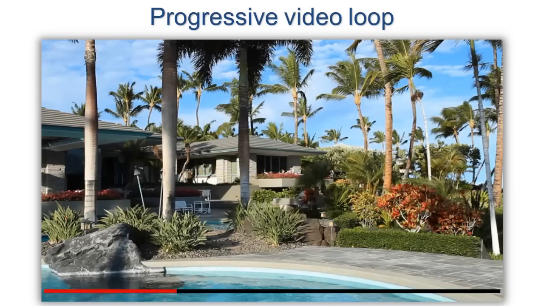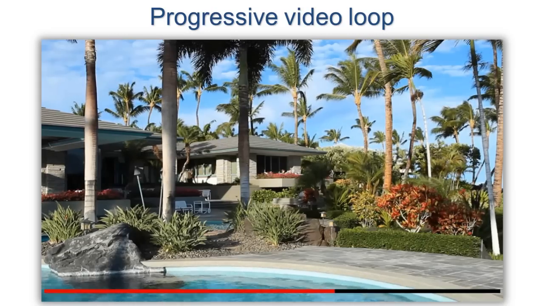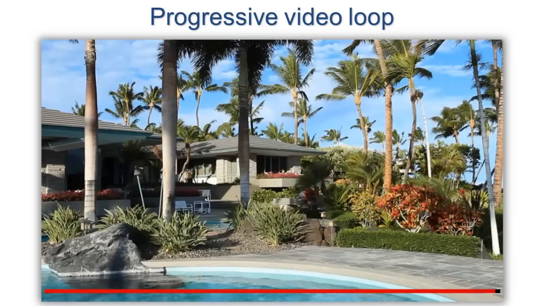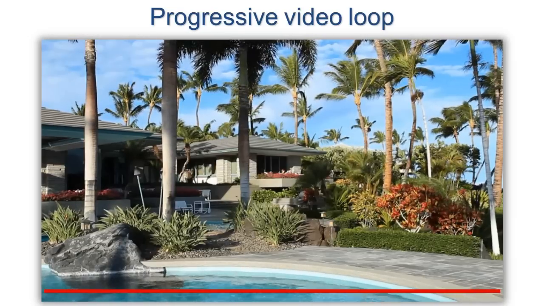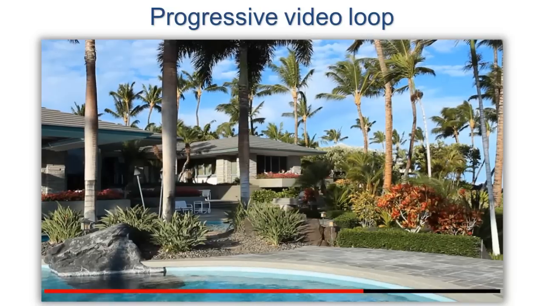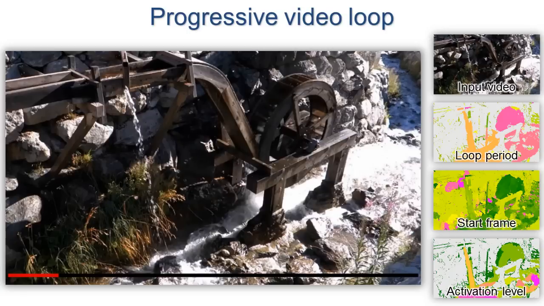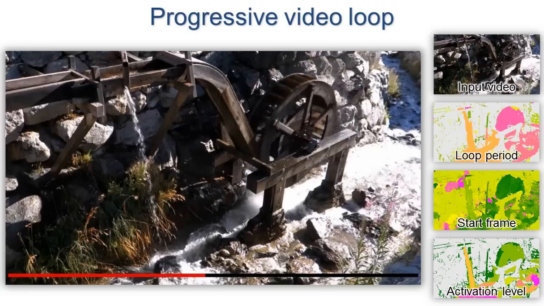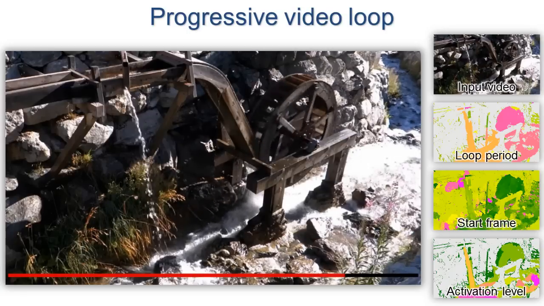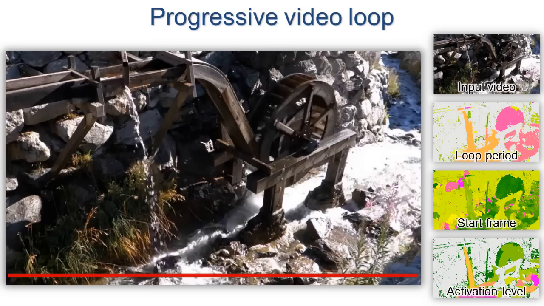We start with a static image and gradually add dynamism as the slider moves to the right. We can also jump to any desired level of dynamism. Here is another example. The user can quickly adjust the level of scene activity depending on personal taste or mood.